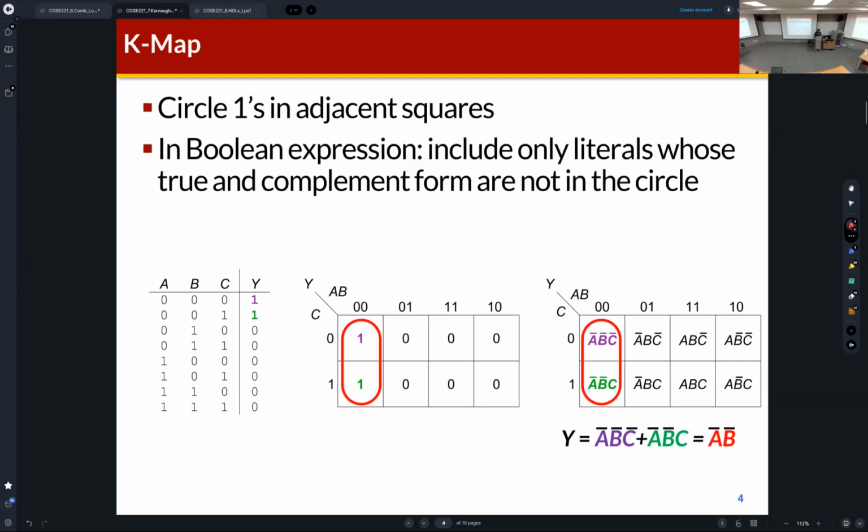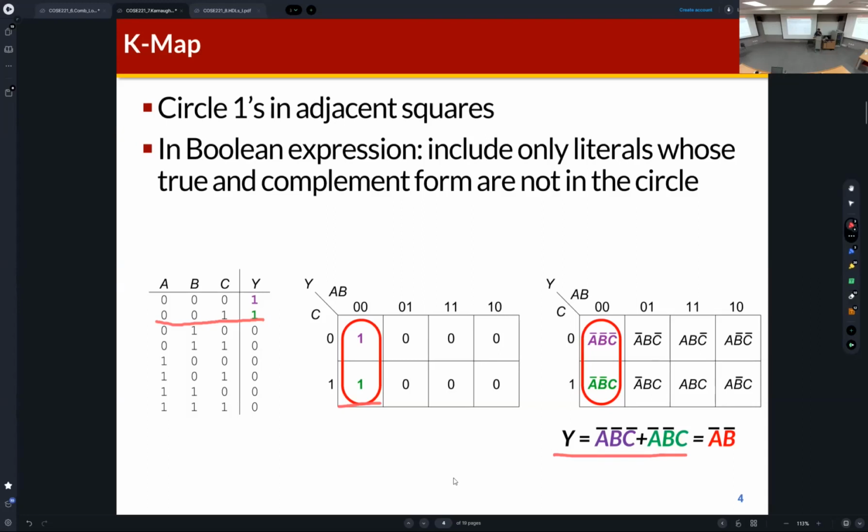In this example, we can find 1 here. So what does that mean? This is the truth table that makes Y one, and using the min terms A bar B bar C bar and A bar B bar C, we can make Boolean equations like this. Using min terms, that's what we learned.